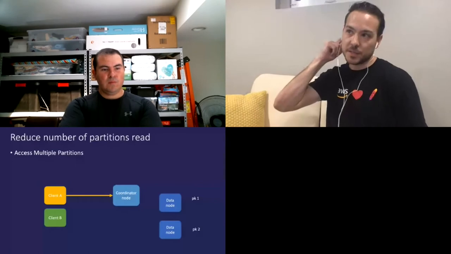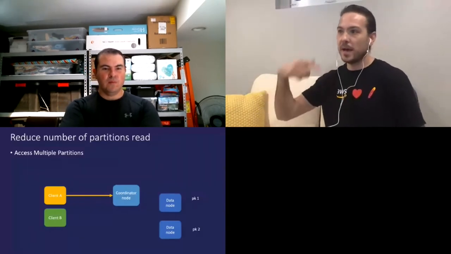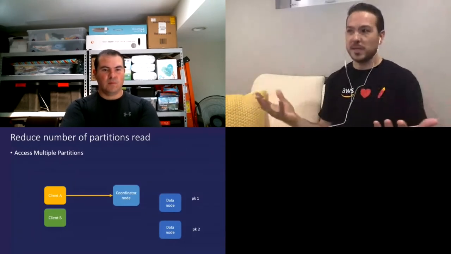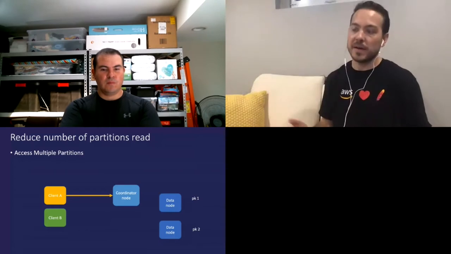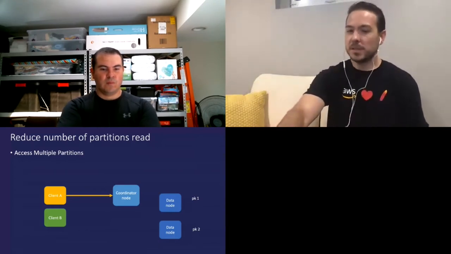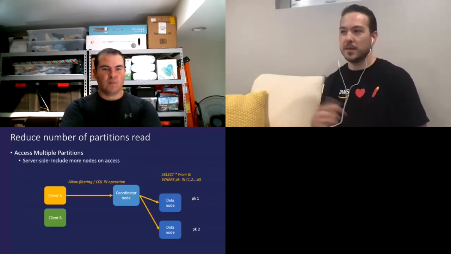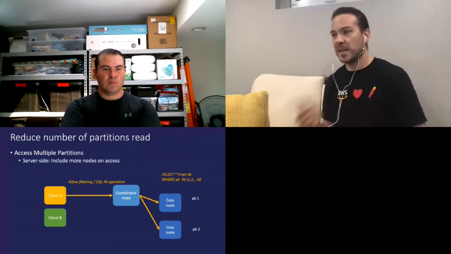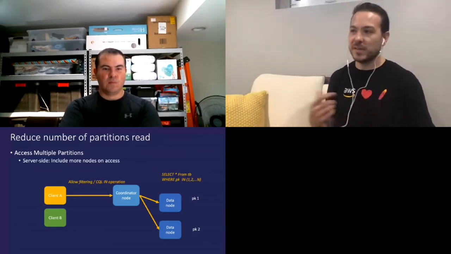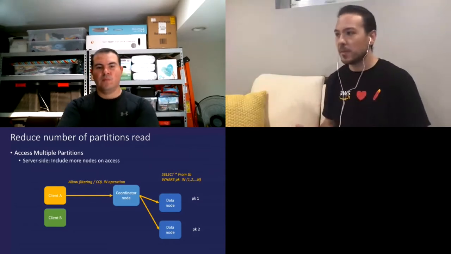Another issue is reducing the number of partitions read. Now, this is the counter problem to creating more partitions for your key. Now you have all of these partitions which you used to access with a single query. Now you need to access many different partitions to grab that data. And there's two essential methods to try to solve this. One is a server-side way. So you do allow filtering, which is sort of an anti-pattern in Cassandra, or you do a SQL IN operation, which is sort of an anti-pattern as you get to more operands in your IN statement.